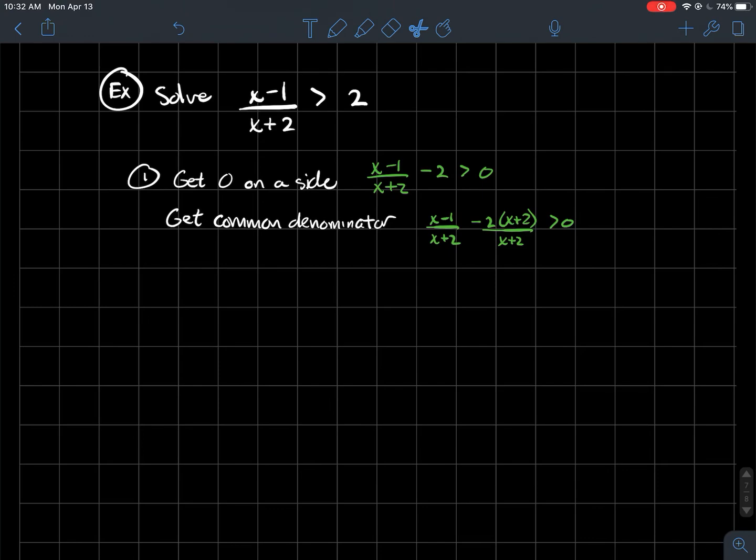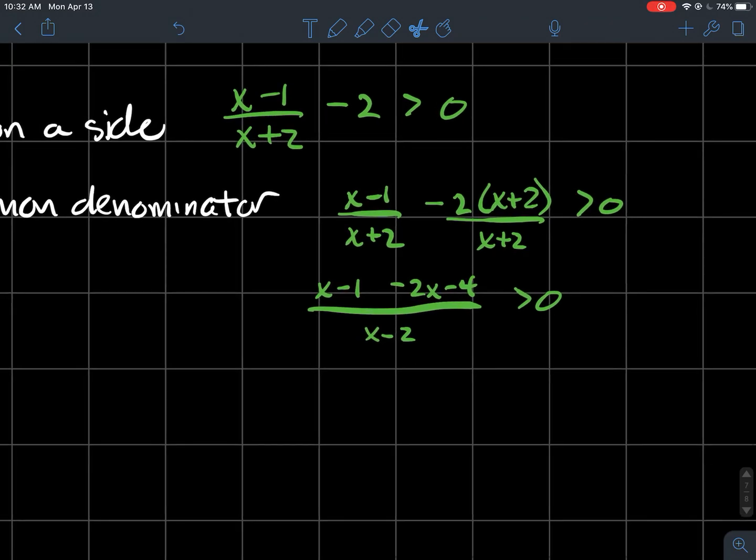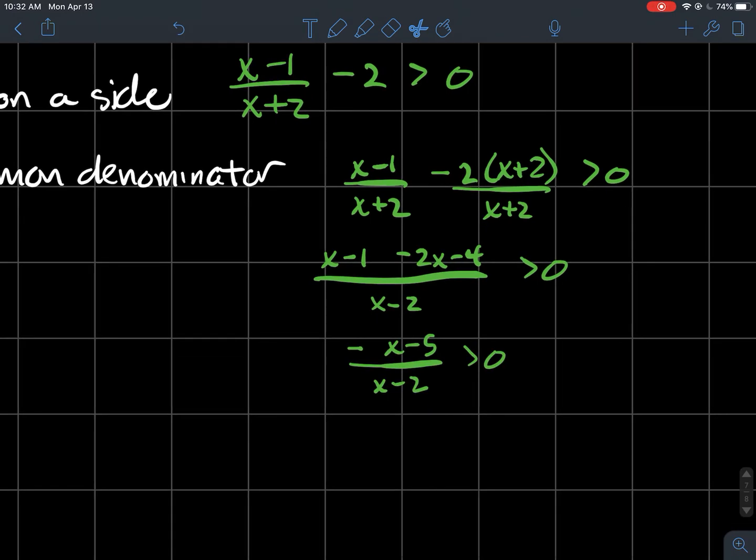So what did I do? I multiply the top and bottom of negative 2 by x plus 2. And so if you were to distribute that negative 2 through, that's where you're going to get minus 2x minus 4. And then now you can write that as a single fraction, everything over x plus 2. Finally, combine your like terms in the top, and you get (minus x minus 5) divided by (x plus 2) is larger than 0.